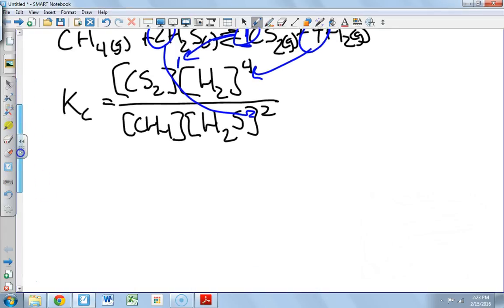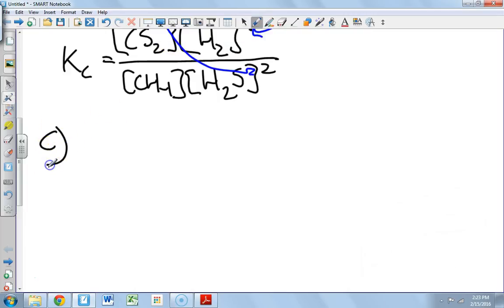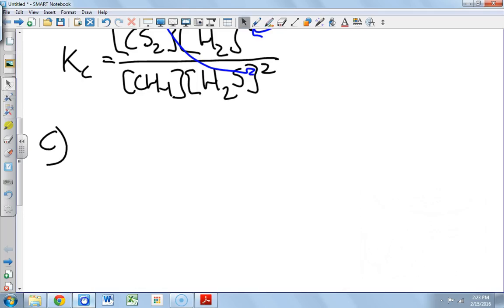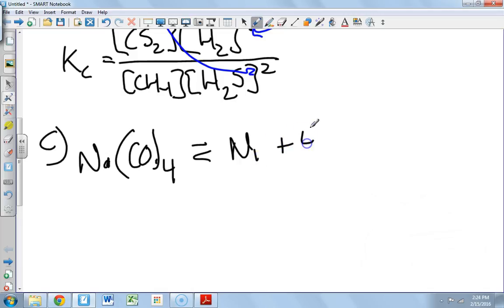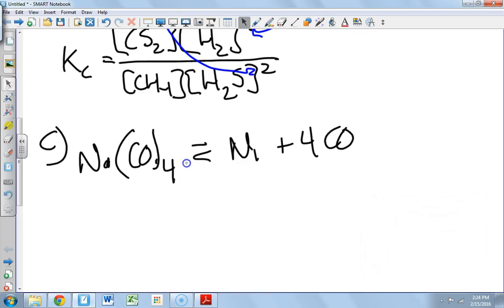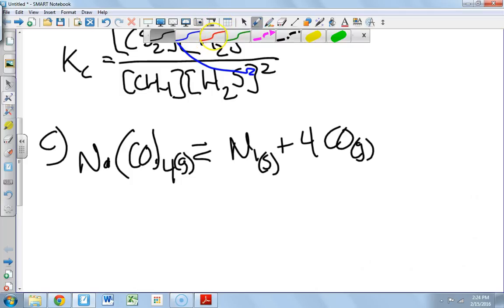Now let's go down to C. Same thing. It's nickel tetracarbonyl, nickel plus carbon monoxide. Now we're getting into some other problems. So this is Ni(CO)4 in equilibrium with Ni plus 4CO. Let's look at the states: gas, solid, gas. Nickel is a solid. Carbon monoxide is a gas. Now this shows a slightly different take, because nickel is a solid. This is called a heterogeneous equilibrium.